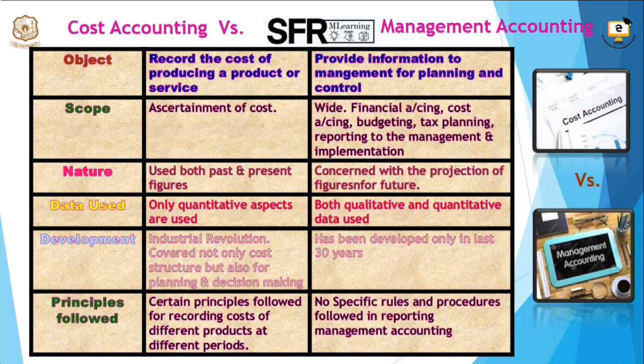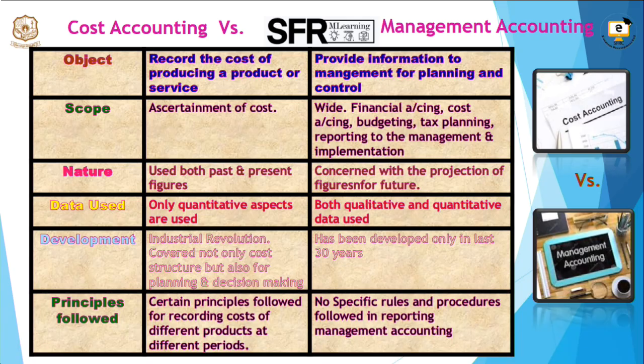Then nature. How does it differ from the nature used in cost accounting? Both past and present figures are noted, but management accounting is concerned with the projection of figures for the future only. As for data used, in cost accounting only quantitative aspects are used, but in management accounting both qualitative and quantitative data are used, because you have to give a comment on whether we have to make or buy, or whether we have to accept the foreign product or not. So both qualitative and quantitative data are used.